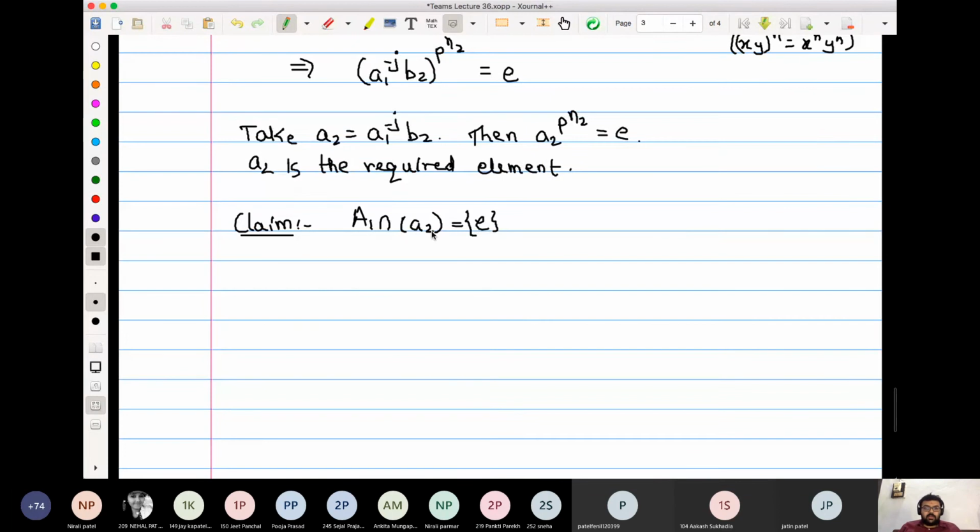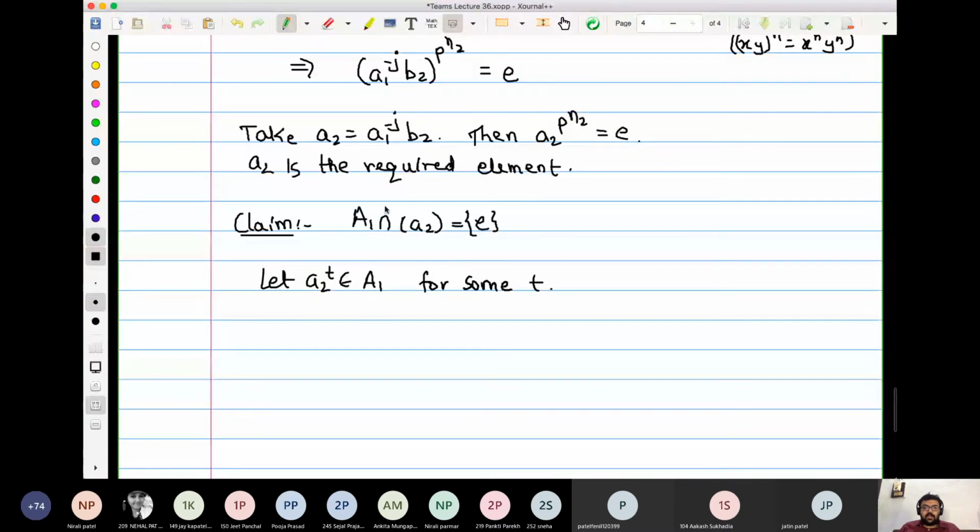So suppose this is not identity. This is what we want to show. So let A2 power T belong to A1 intersection A2. Of course, A2 power T belongs there. So therefore, we say this. What is the meaning of this? For some T.